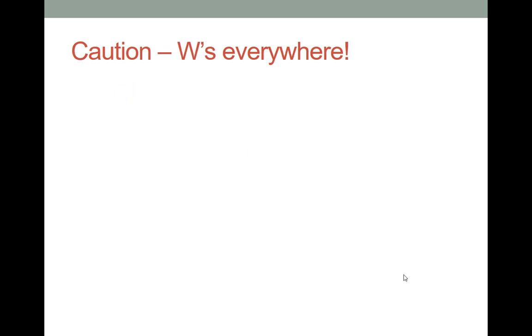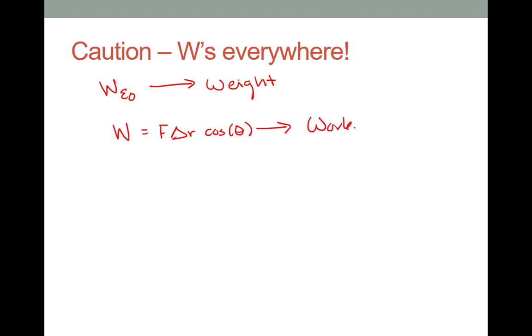Now, another little bit of caution. We ran into this a bit in a different video, but we have W's everywhere. We have something that looks like Earth on object. Well, this W is a weight. We have this W, which equals, say, F delta R cosine theta. That W is work. And now we have another W, say like 60 watts. This is a unit for power. So we have W's everywhere, and it can get very confusing.